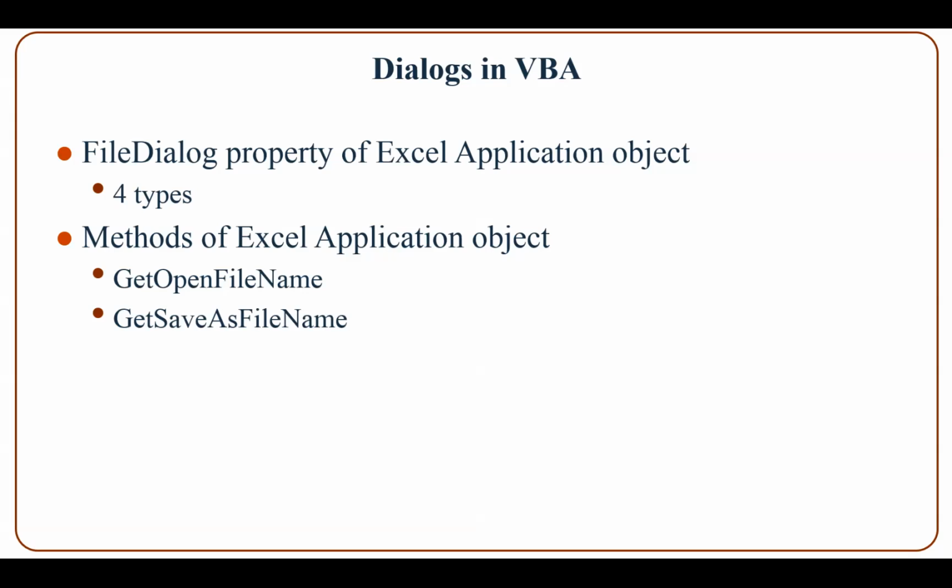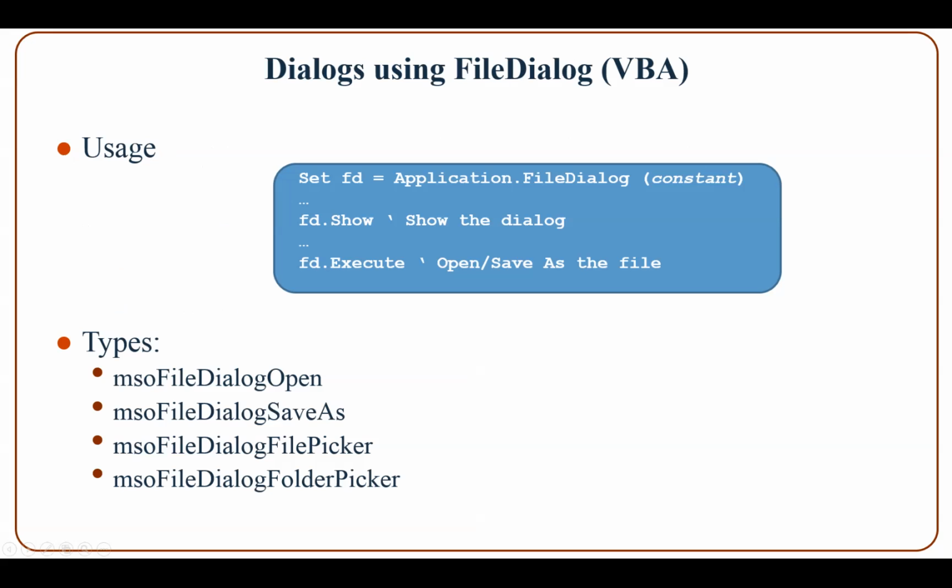You can either use the FileDialog property of the Excel application object, and there are four types of the dialogs, or you can use the methods of the Excel application object, which are GetOpenFileName and GetSaveAsFileName.